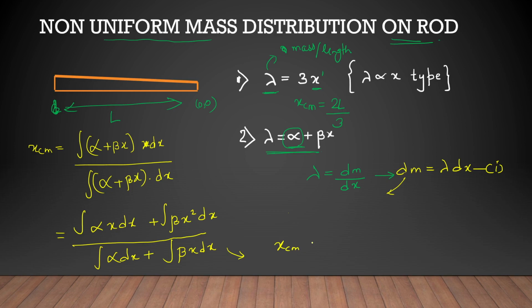xcm will be equivalent to, so integration alpha would be constant, it comes out, so integration of x dx would be x square divided by 2, so we'll write alpha x square divided by 2 plus integration of x square dx would be beta x cube divided by 3. In the denominator we get alpha x plus beta x square divided by 2. Then when we later on solve it, finally we get the solution, okay.